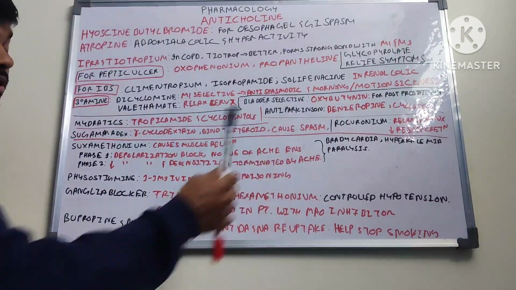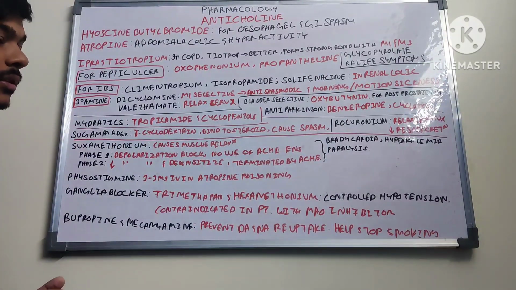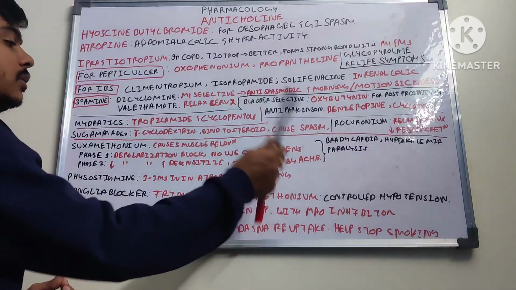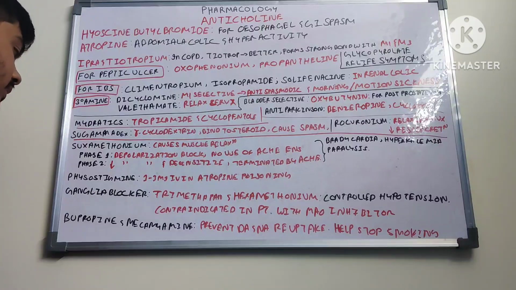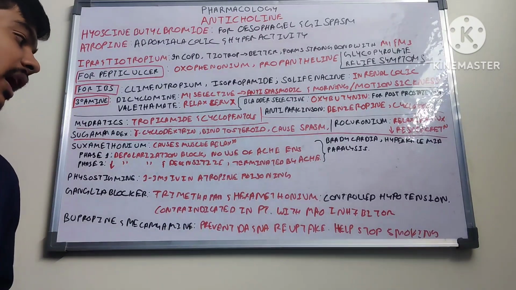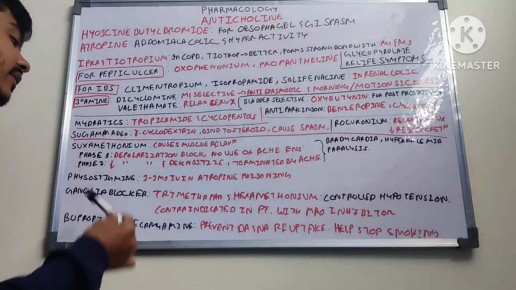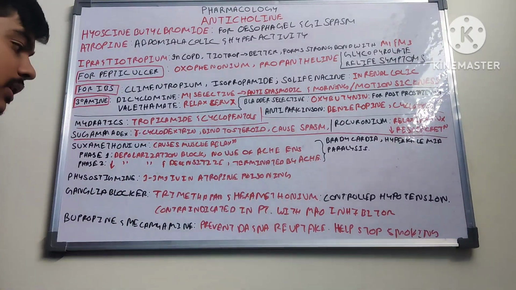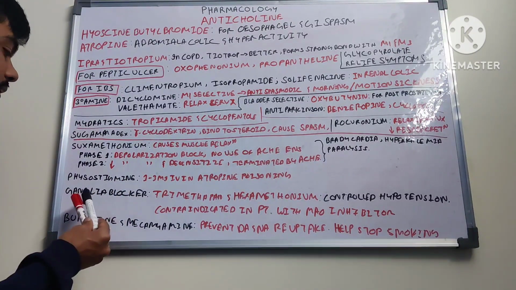It can be reversed by tubocurarine. As we told you, myasthenic patients are highly sensitive to tubocurarine, so even tubocurarine can cause muscle relaxation over here. Next is physostigmine. I forgot to mention, sorry guys. For treatment of atropine poisoning, we can give 1 to 3 milligrams of IV injection of physostigmine. Next is ganglia blockers.